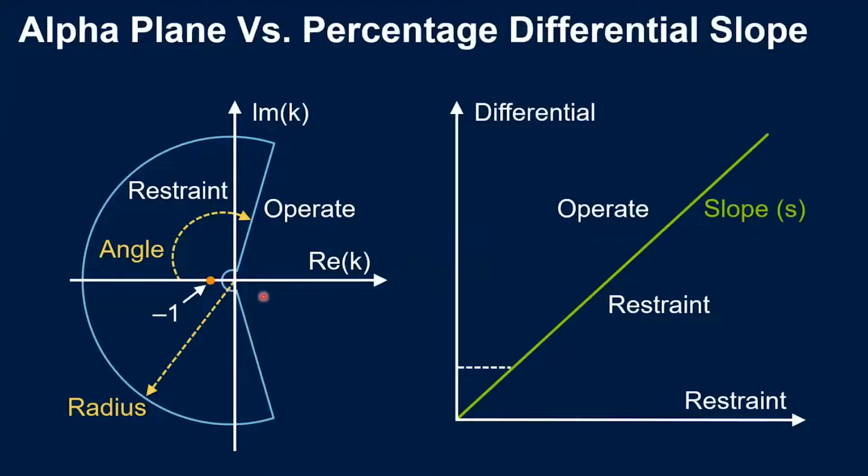Let's do a bit of a comparison to the traditional differential, which is the slope characteristic we have here on the right, where the upper part of the region is the operate zone and the lower part is the restraint zone. We also have a minimum quantity of differential current to operate. These two, how do they correlate to each other? That's what we're going to see in the next slide.